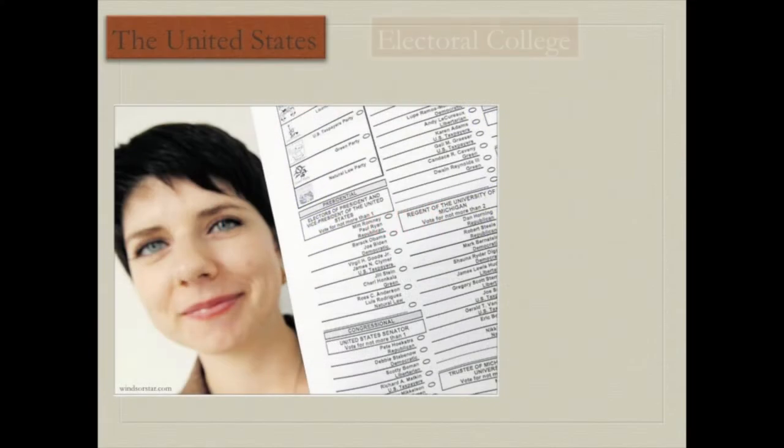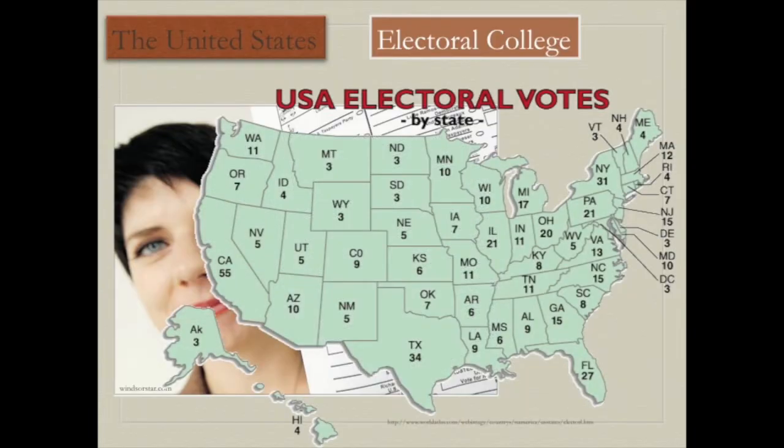Each state has something called the Electoral College, which is not a school, but a group of people who are assigned to the task of voting for the president for their state. After the entire state has voted for their choice of president, the ballots are counted, and whichever candidate gets the most votes in that state wins all the Electoral College votes. You can see in this image here that each state has a different number of members of the Electoral College because it is based somewhat on population.